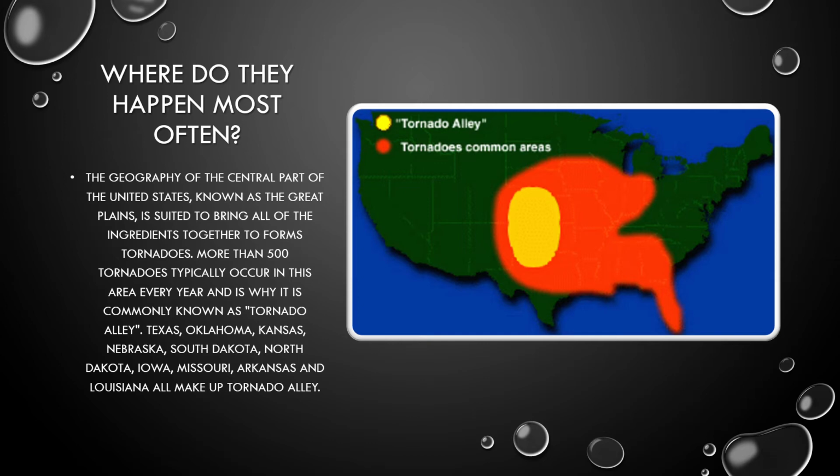So, where do they happen most often? The geography of the central part of the United States, known as the Great Plains, so where we live, is suited to bring all of the ingredients together to form tornadoes. More than 500 tornadoes typically occur in this area every year, and it is why it is commonly known as Tornado Alley. So, Tornado Alley is this yellow part right here, and then the red part also includes other areas where tornadoes are common.